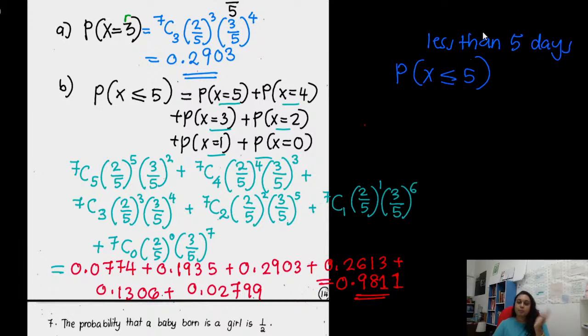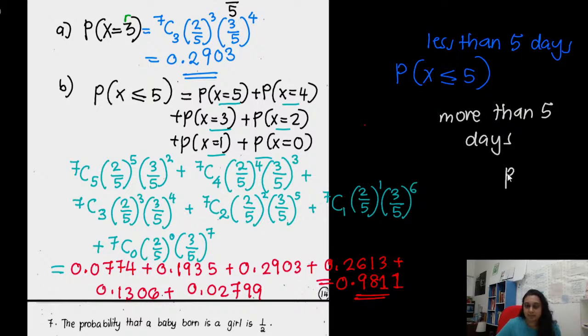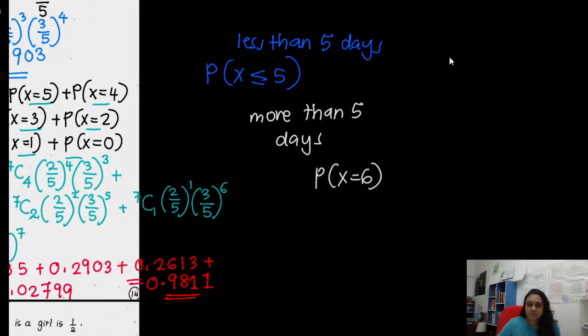You take the more than 5 days. What numbers are more than 5 days? More than 5 days will be 6 days and 7 days. Correct. 6 days and 7 days. This is what it means, right? If more than 5 days, you do what? You take 1 minus this.